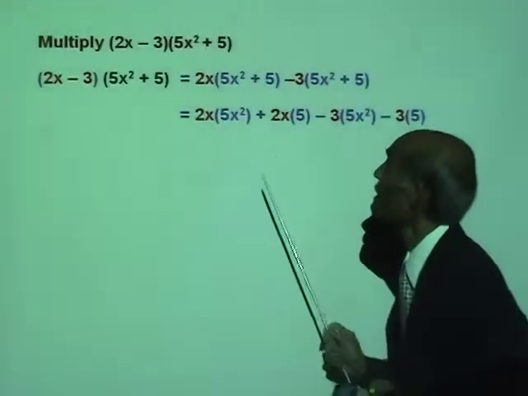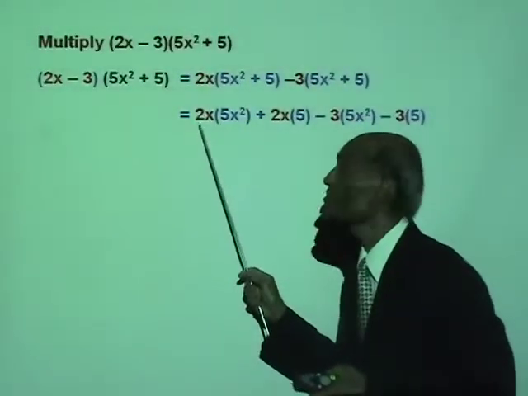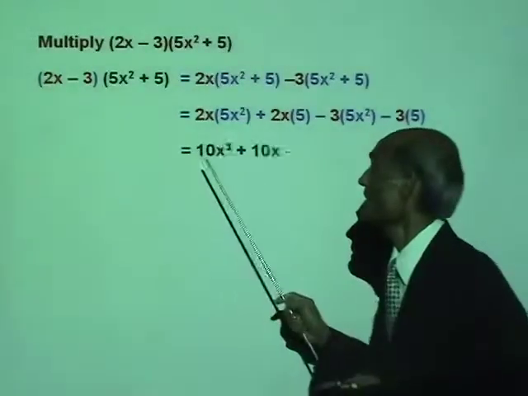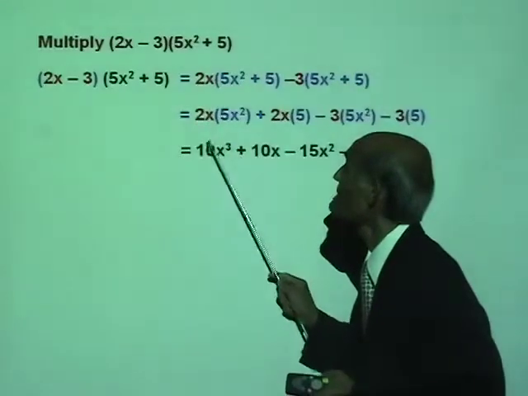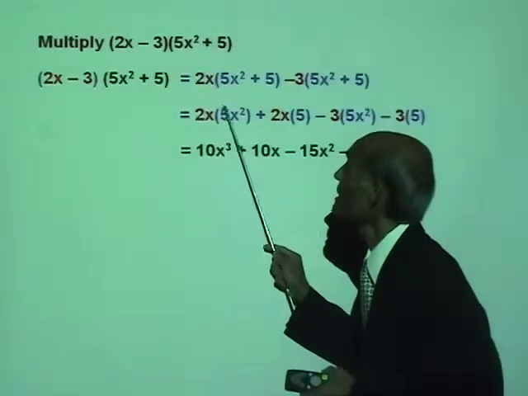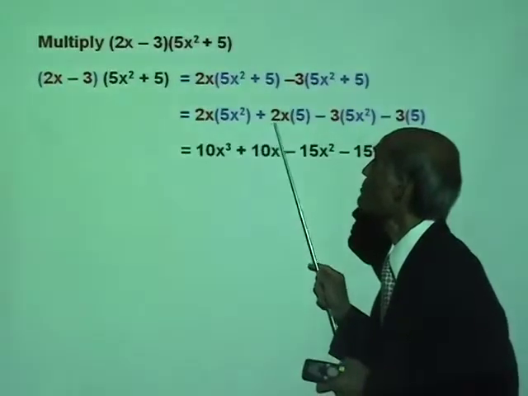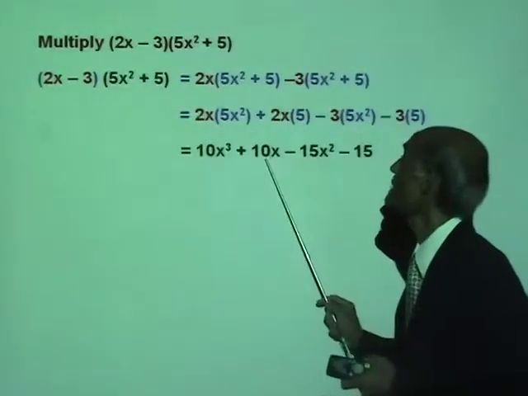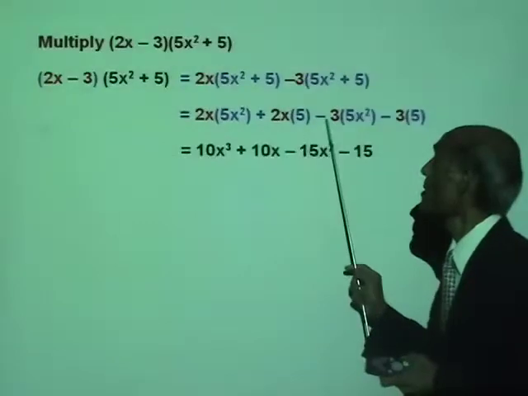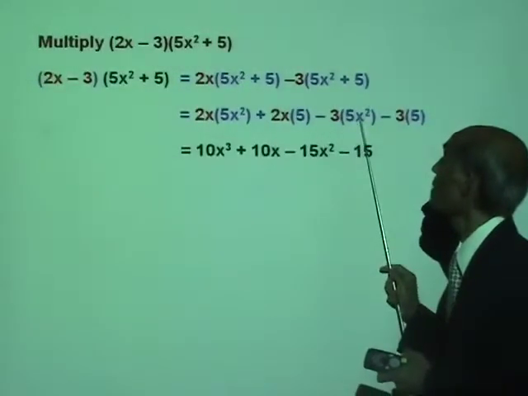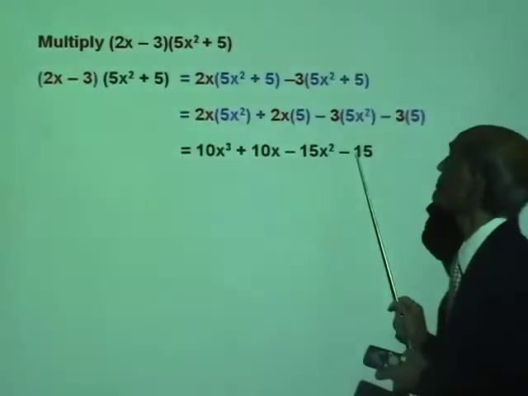And now we multiply each of these numbers. What is 2x multiplied by 5x squared? That will be 2 times 5 is 10. X times x squared is x cubed. Plus 2x multiplied by 5 is 10x. Minus 3 times 5x squared is 15x squared, minus 15.